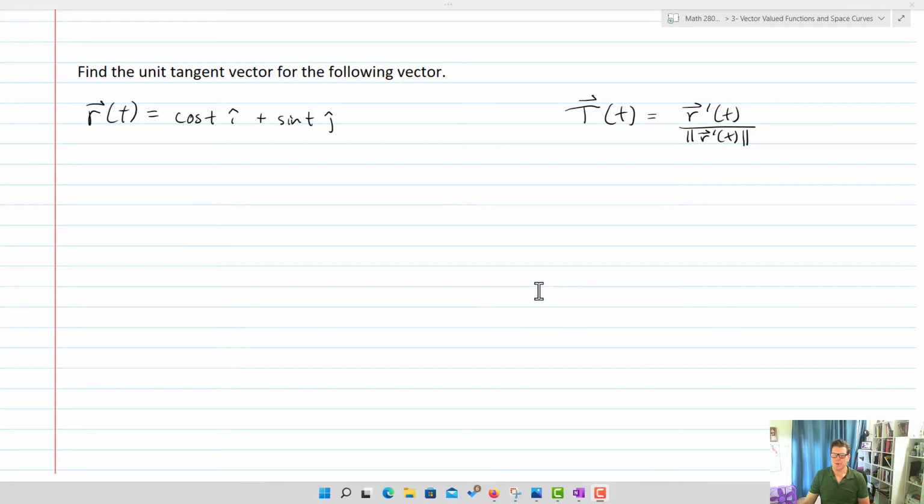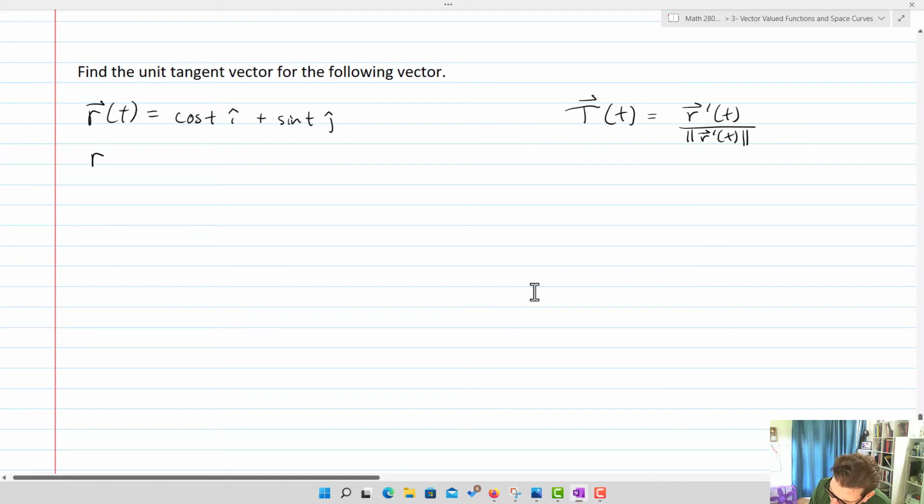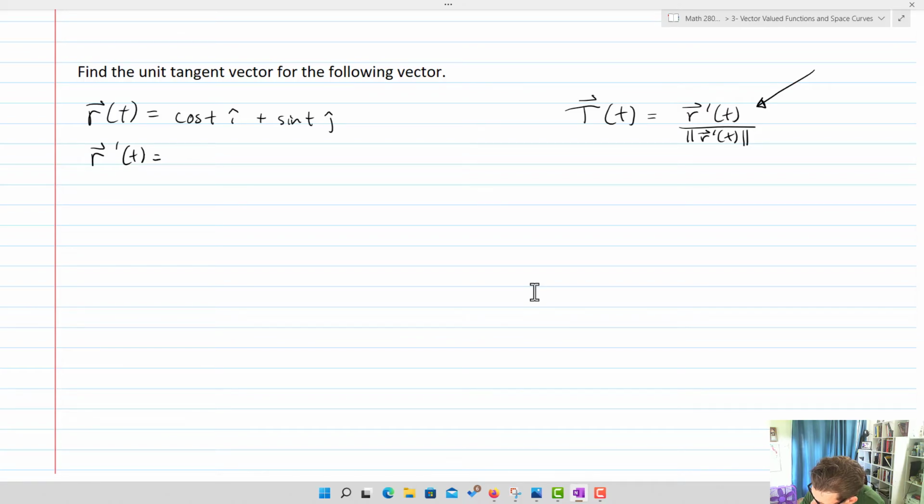So let's take a look at an example. Let's say, for example, we have r of t equals cosine t i plus sine t j. You should be saying to yourself, oh, that's a circle of radius 1. And what's that unit tangent vector going to look like for this particular object? So I'm going to find r prime of t, because the first thing that I'm going to need for this big T, my unit tangent vector, is r prime of t. The derivative of cosine t is negative sine t i, plus cosine t j. And that's r prime of t.